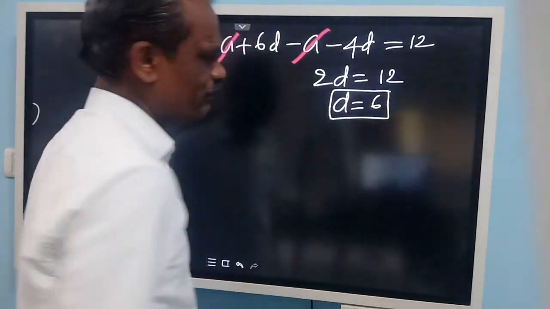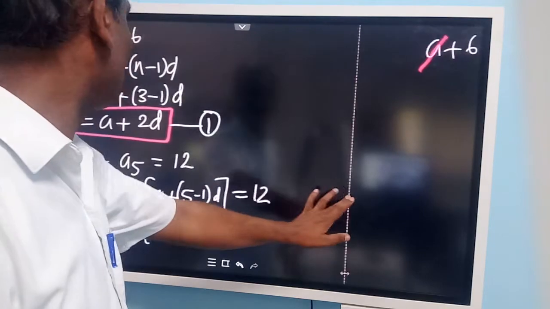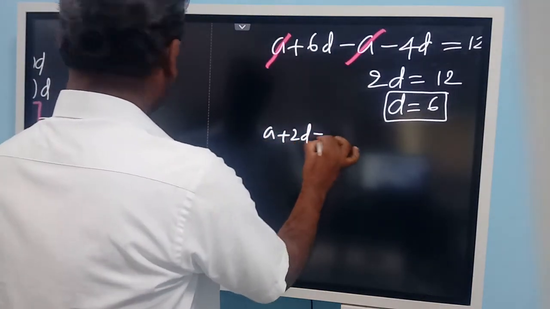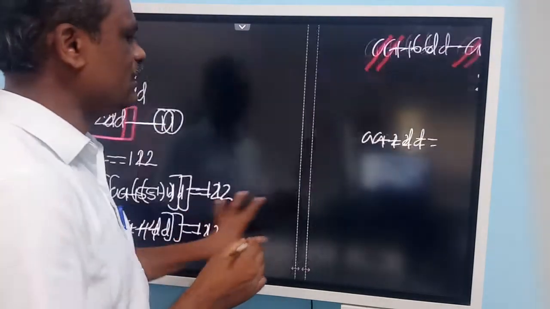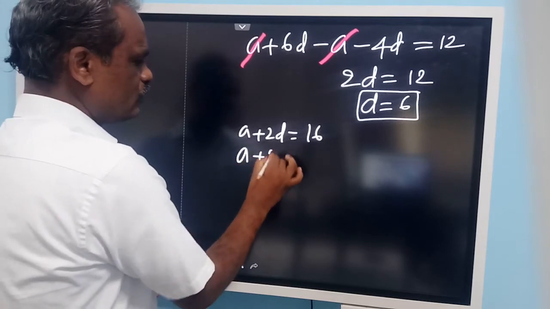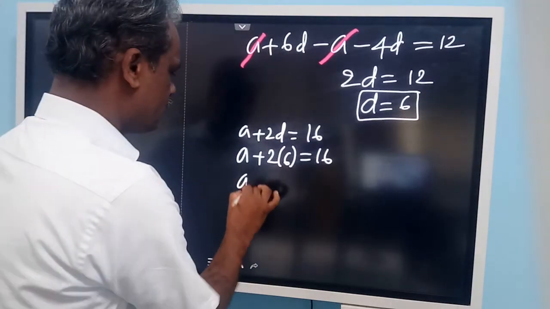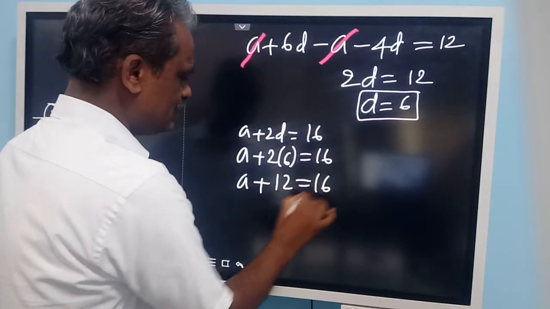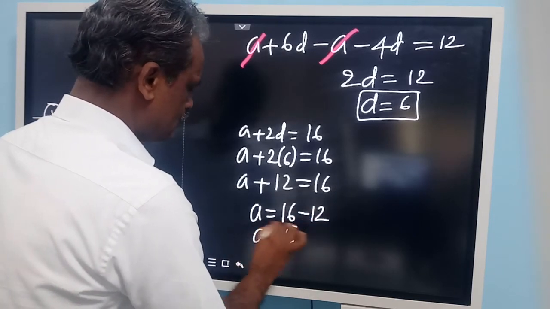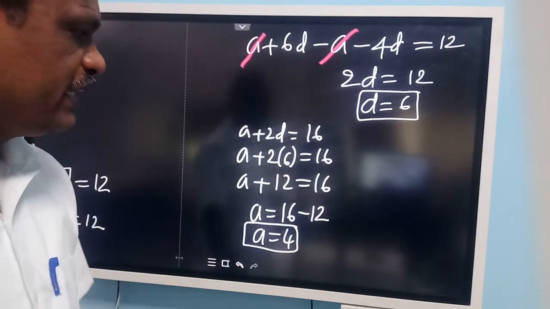So it is easy. You got the value of d is equal to 6, and substitute in equation 1. We have a plus 2d is equal to 16. Substitute this d value here: a plus 2 into 6 is equal to 16. So a plus 12 is equal to 16, a is equal to 16 minus 12, so a is equal to 4. As I told, we need to find the value of a and d, and you got the values of a and d here.